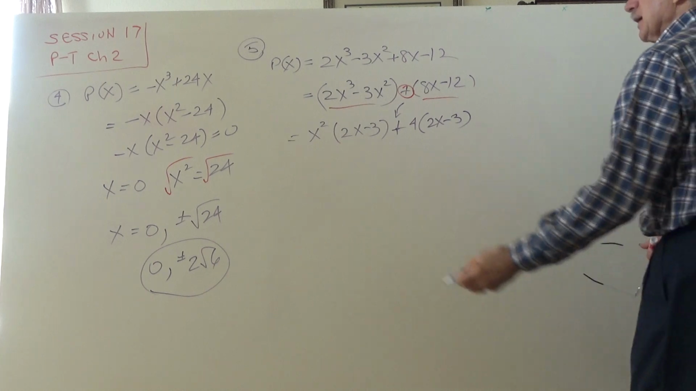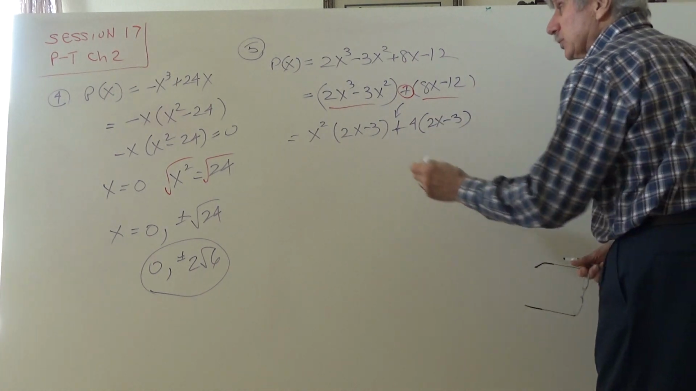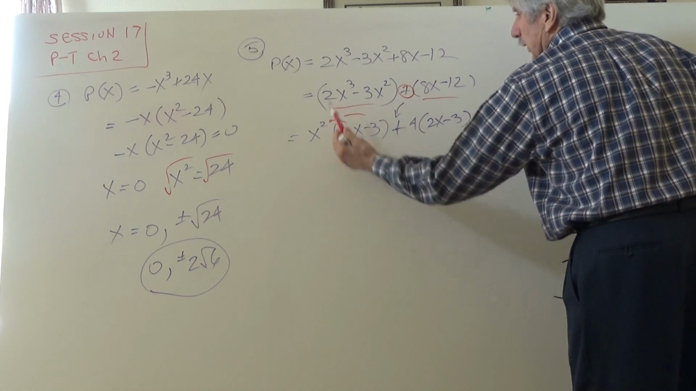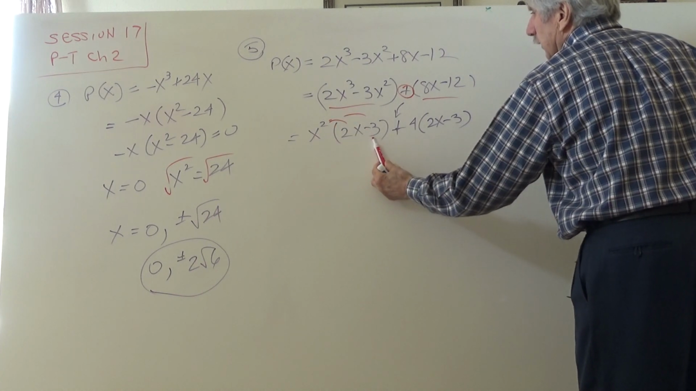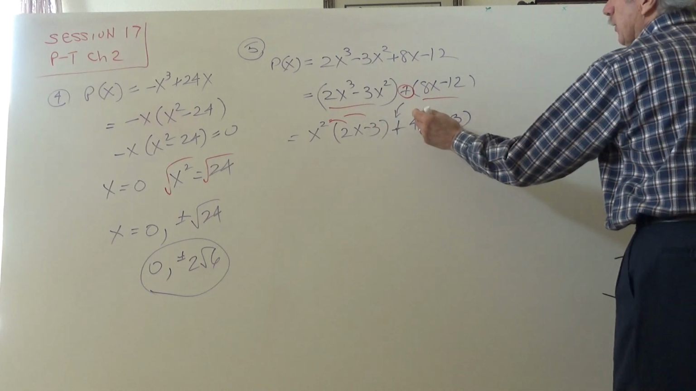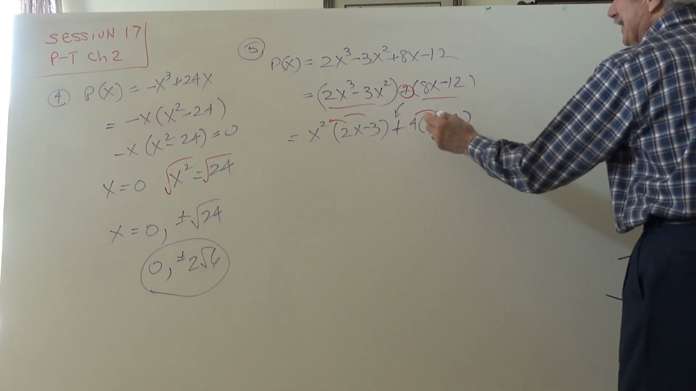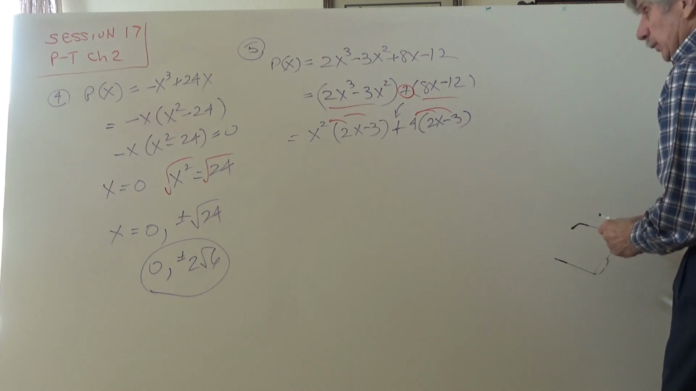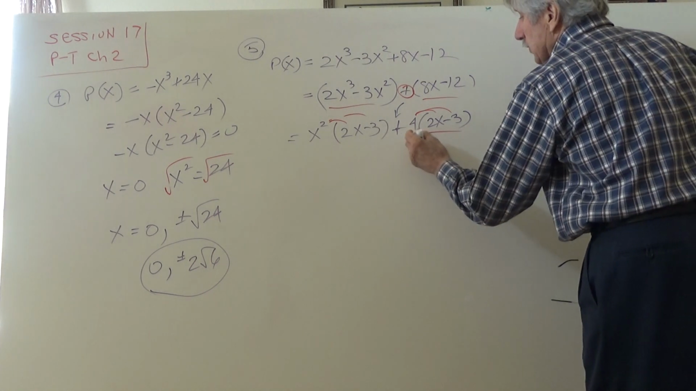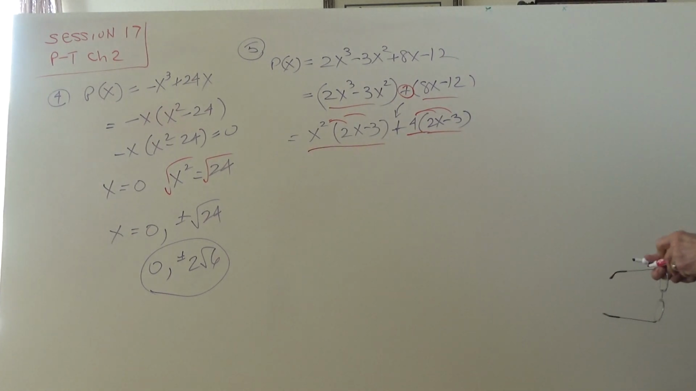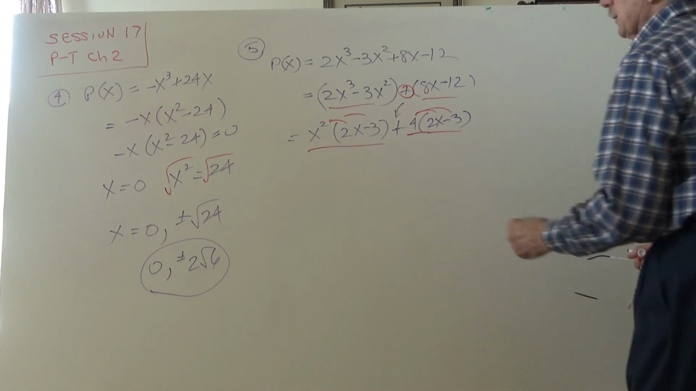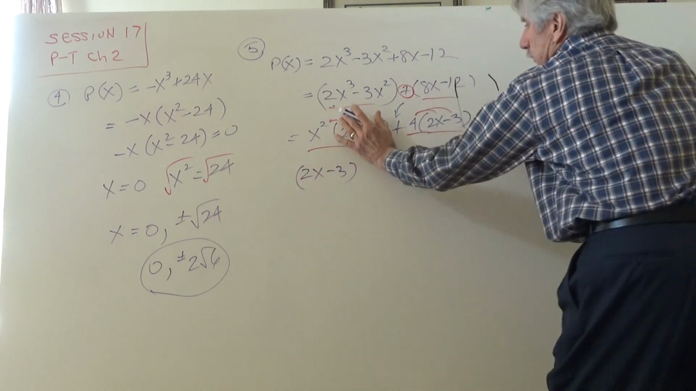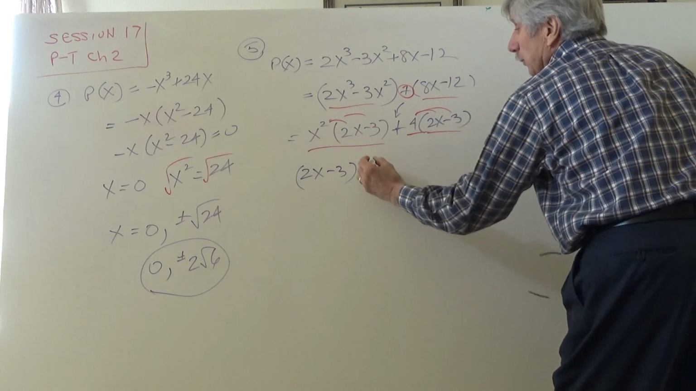And before you proceed, most important property in math, distributive property, give it back, check to see. X squared times 2x, 2x cubed. X squared times a negative 3, negative 3x squared. Same thing here, 4 times 2x, 8x, and 4 times negative 3, negative 12. Looks great. And notice too that we have something very nice. Both of these have the same term, 2x minus 3. Let's pull the 2x minus 3 out, and what we're left with, and normally I'd be covering these with my hands and say, what's left? x squared plus 4.